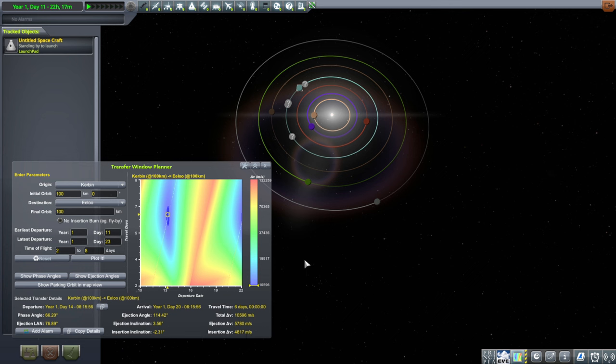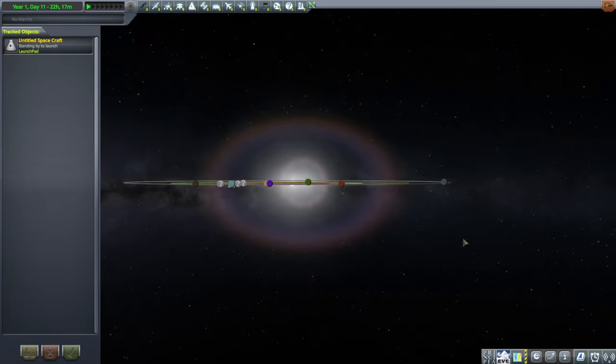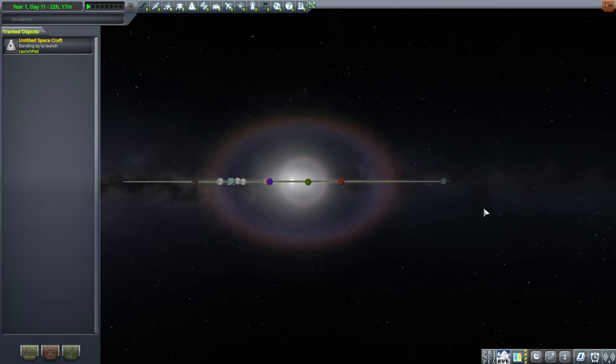Okay, so 6 days. The maximum time between these things is 6 days. And that's legit for the Trappist-1 system. Unfortunately, the Trappist-1 system is all very planar as well.